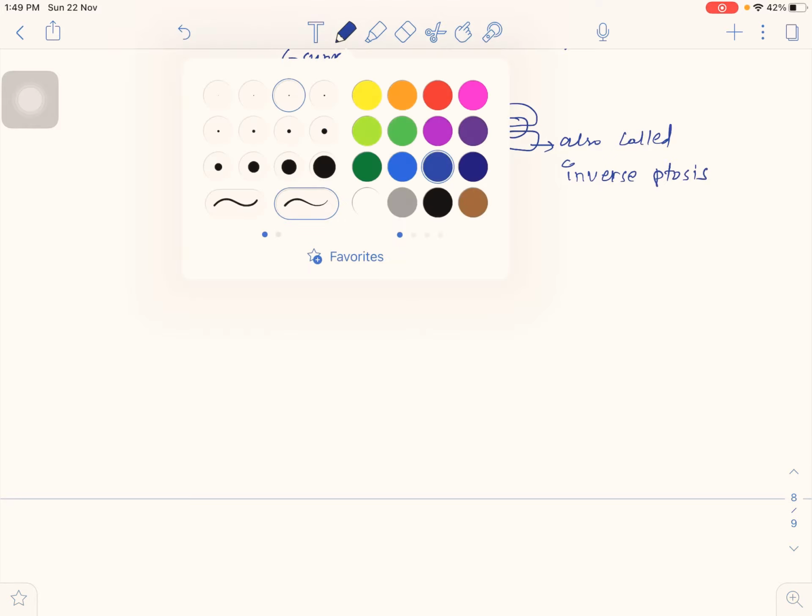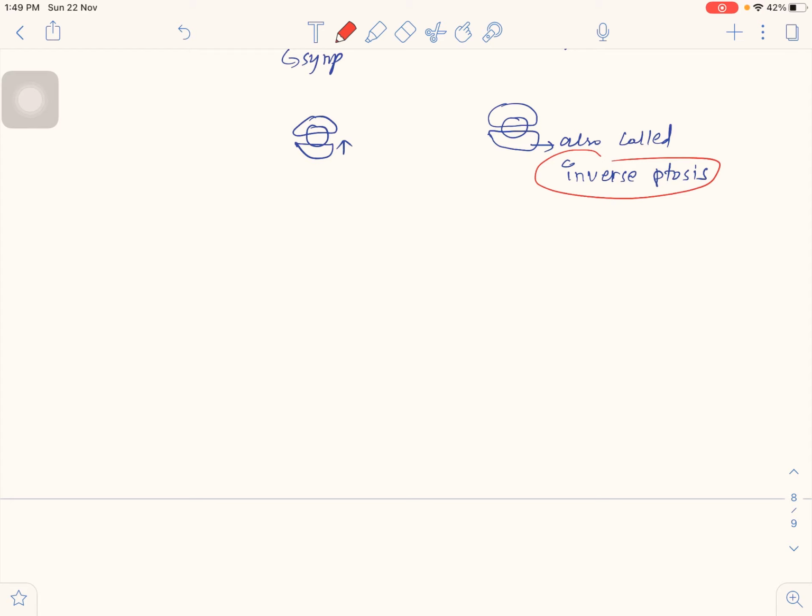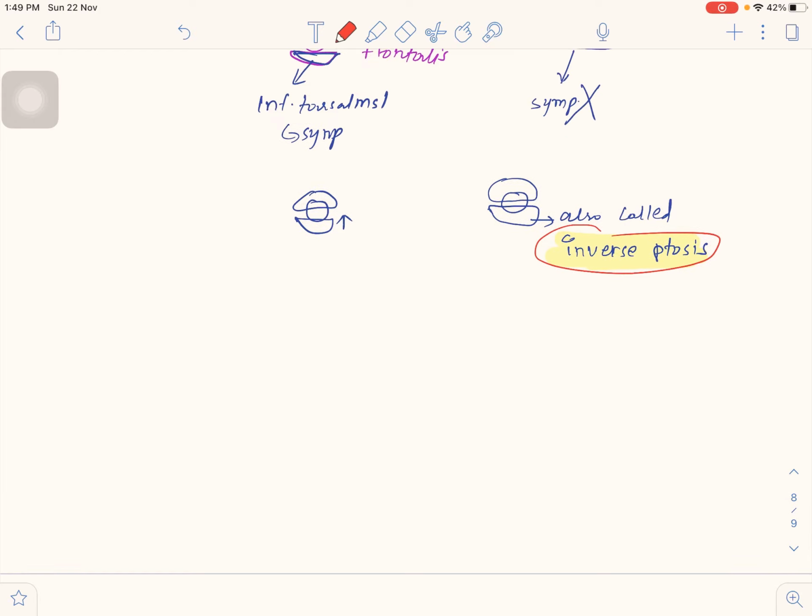So you can get a question about this. Inverse ptosis is seen in Horner syndrome. Because of this, the eye looks like it's going inside, so it mimics enophthalmos, but this is not really enophthalmos. We can call it pseudo enophthalmos.